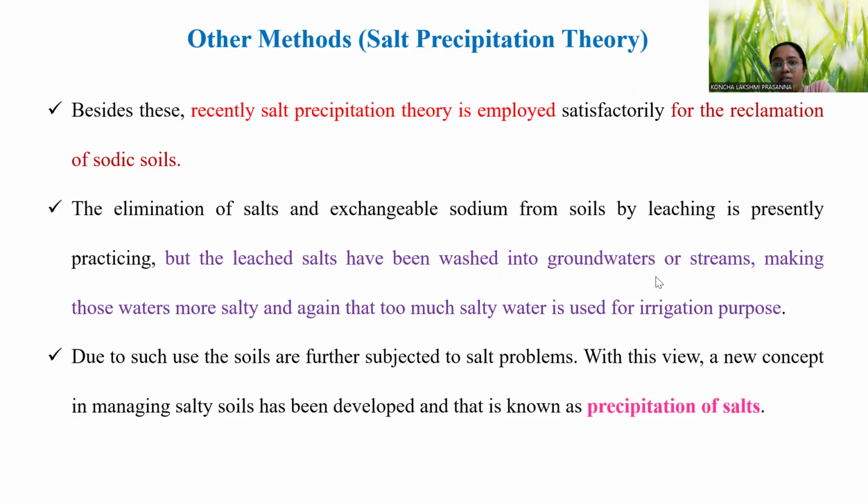into the groundwaters or streams, making those waters more salty again and again. As the salts are leached down again and again into the below layers, too much salty water forms, and this salty water cannot be used for the irrigation process. Due to such conditions, these soils are further subject to soil problems.